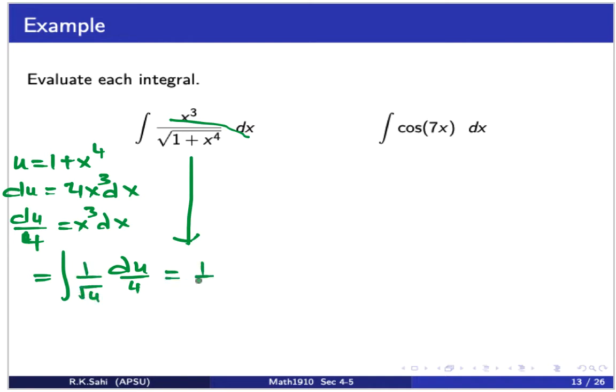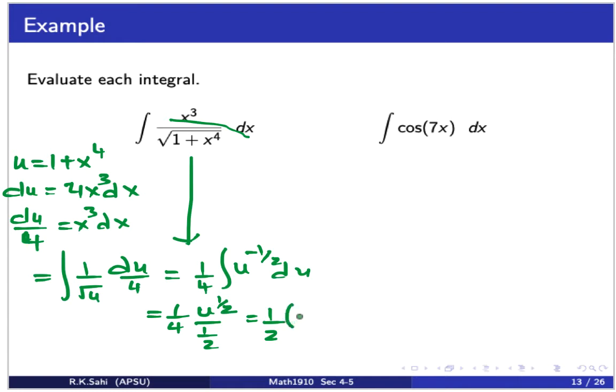Now, make our life simple. Take the 1/4 out. U to the power minus half du, which is going to be what? Solving this integral, it's going to be u to the power minus half plus 1, which is 1/2, divided by half. So this 2 and 4 cancel out, and we would have a half. And now u to the power half. Final answer is (1 plus x to the fourth) to the power half divided by 2 plus c.